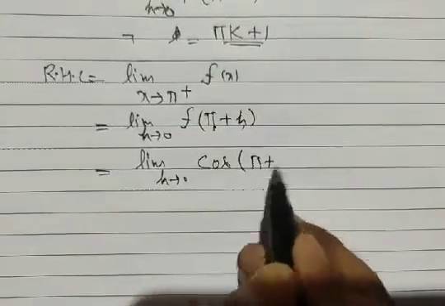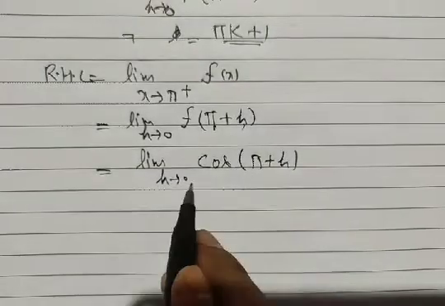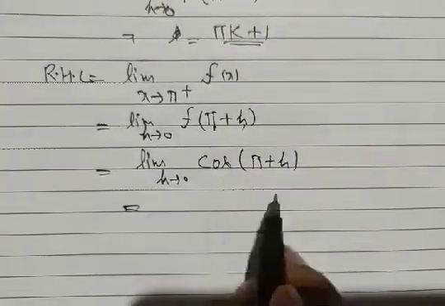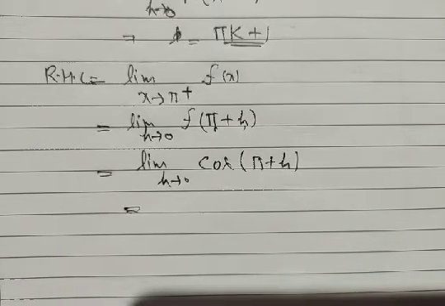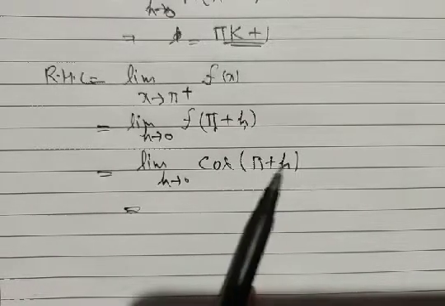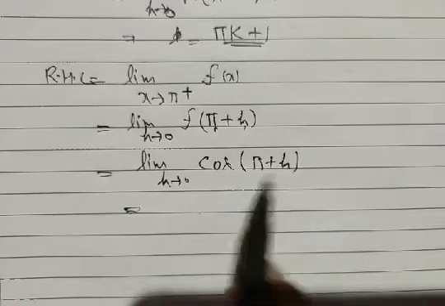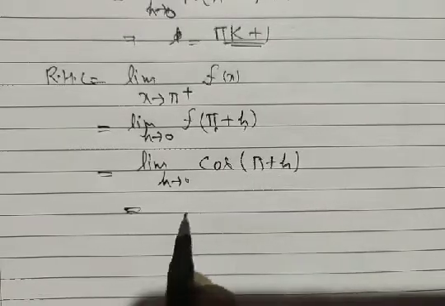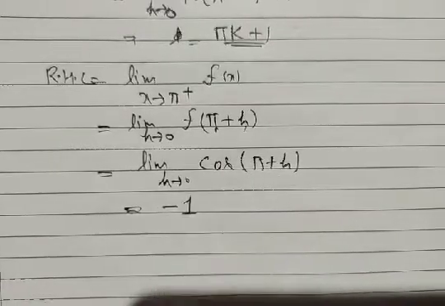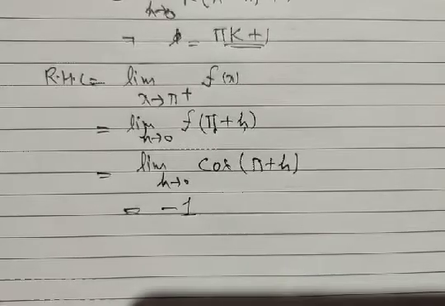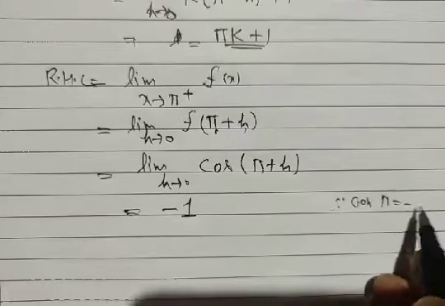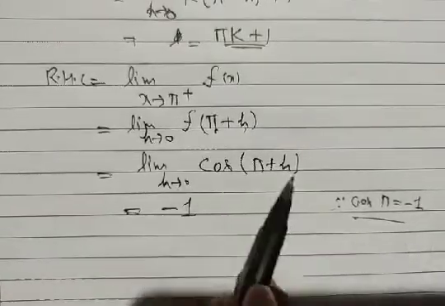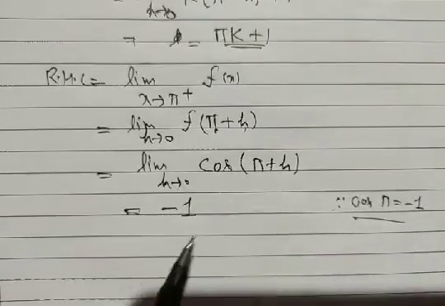Our f(x) is cos(pi + h). When h tends to 0, what do we get? cos(pi + h). When we put h equal to 0, we get cos pi. The value of cos pi is minus 1. So our limit is minus 1. Why? Since the value of cos pi is minus 1, when we put h equal to 0 there, we get cos pi, and the value of cos pi is minus 1.